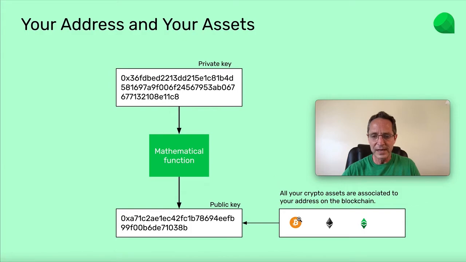And the public address is where all your crypto assets are located. So if you have NFTs or Bitcoin, Ethereum Classic, or stable coins, any kind of crypto asset, they're all associated to your public key or your address on the blockchain.